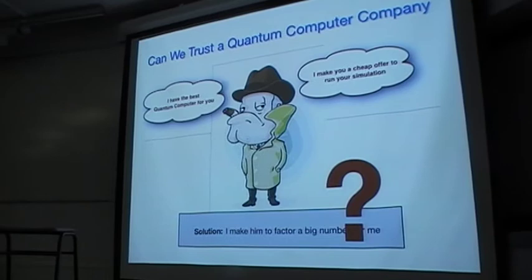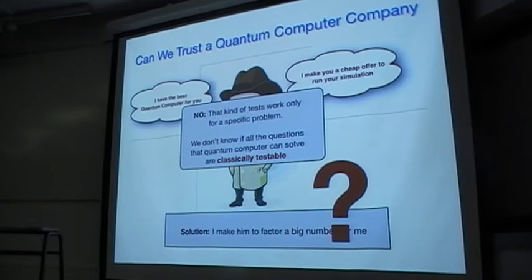But is this really enough? No, because this kind of test works only for a very specific problem, basically the problems that are in NP and are not known to be in BQP. I won't go through the details. The main question is that we don't know if all the problems that a quantum computer can solve are actually classically testable. So that's the question we want to address.